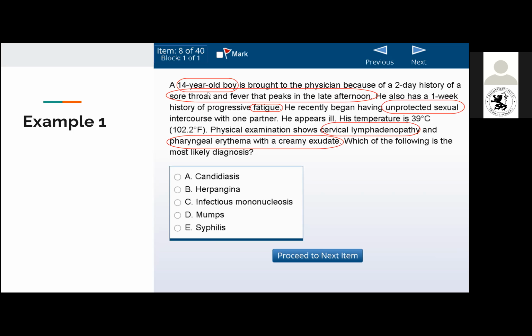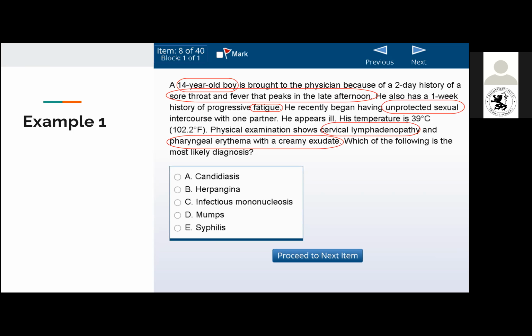So first of all, this is a 14-year-old boy. So they're trying to tell us that this is a disease that is common in adolescence. And there are certain diseases that are very common in adolescence. This is one of them. This patient, the main complaint is that he has a sore throat and a fever that peaks in the late afternoon. So this is a specific character of fever as well. It gives you a hint to what the disease is.